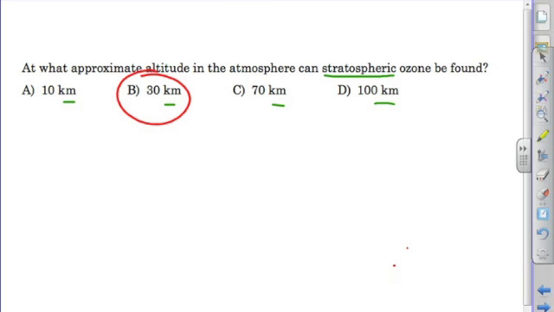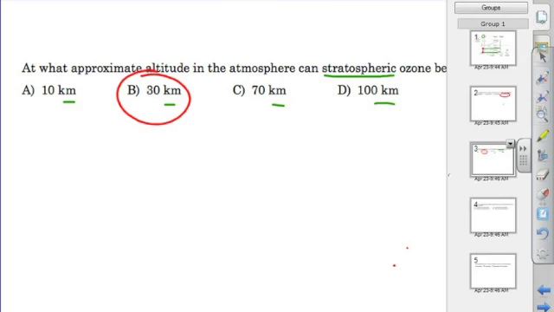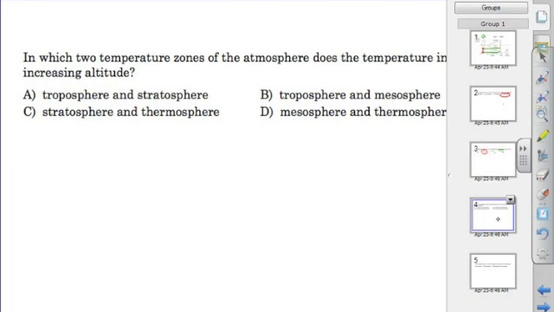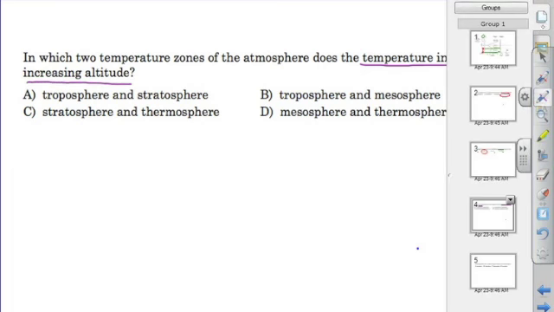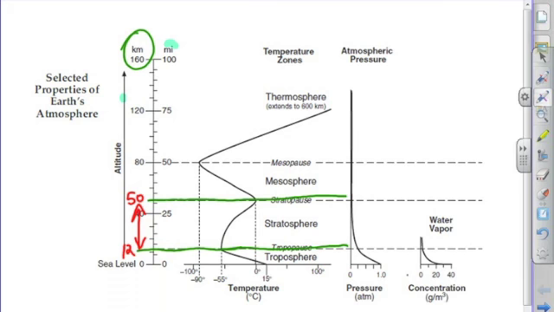Let's sneak a peek at just one more sample question. In which two temperature zones of the atmosphere does the temperature increase with increasing altitude? So we want an increase in temperature as we go up in altitude. Back to my reference table, cleaning it up just so that we can look at a clean slate. They want to know in which two layers of the atmosphere I would find increasing temperatures.